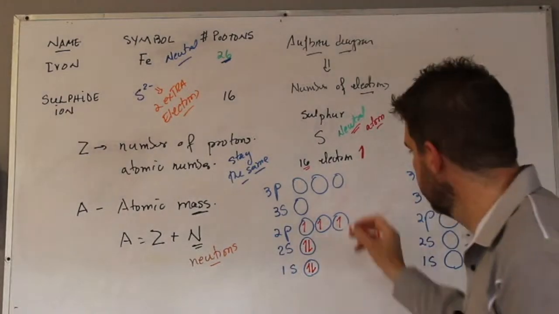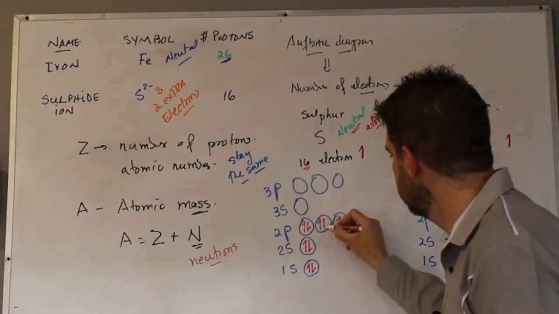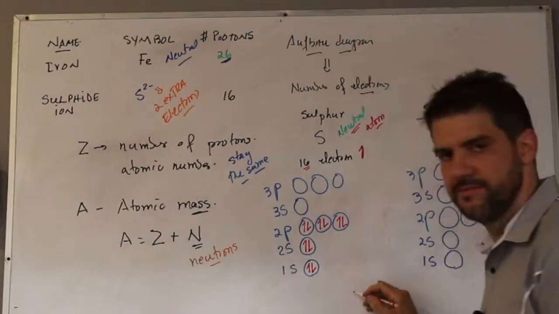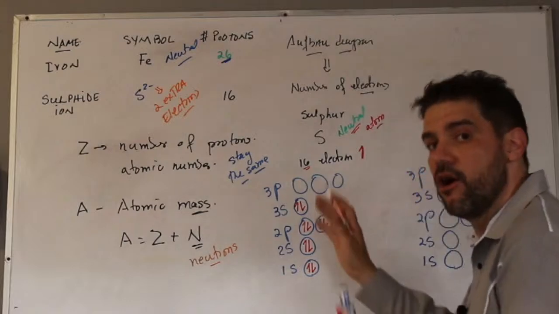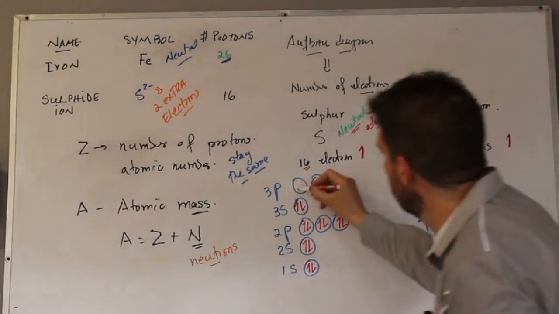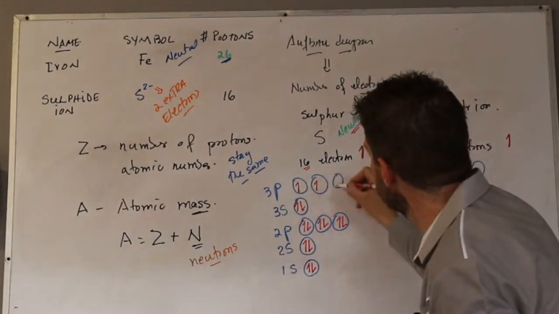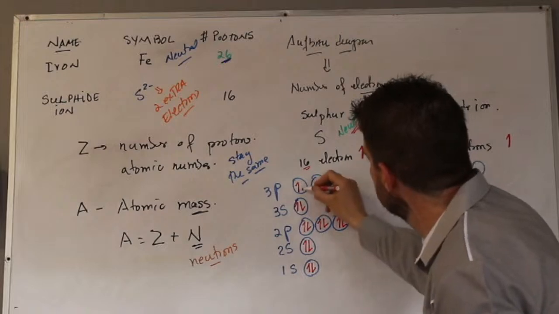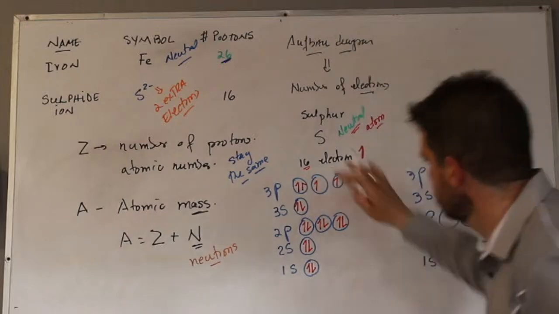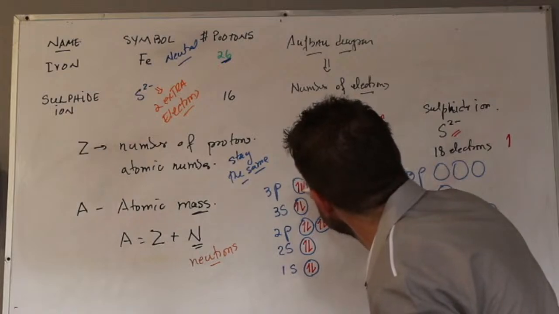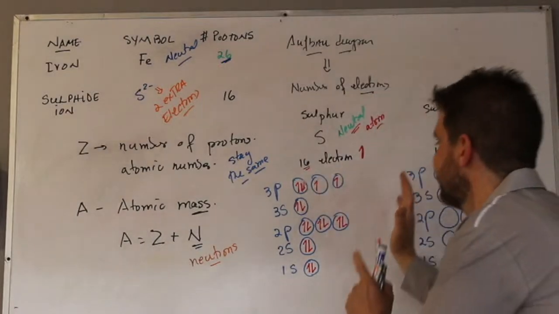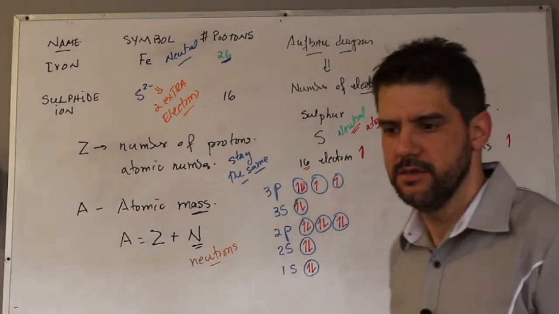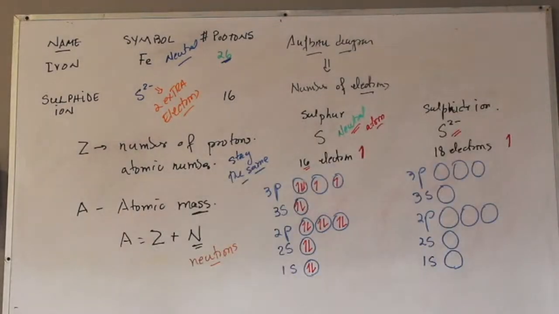Then you go back. 8, 9, 10, 11, 12. And now you place 1 in each. 13, 14, 15, 16. Pointing down, it doesn't really matter. There is the above diagram for sulfur. All right, is that clear? Let me see.